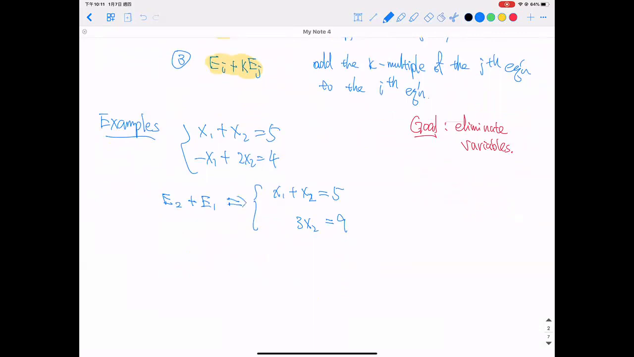So now what happens next? If you look at the new system, in the second equation I can immediately read off the value of x2. The first equation remains the same, but if I look at 3x2 equals 9, I see that x2 equals 3. That's the value of x2. So what do you do now?